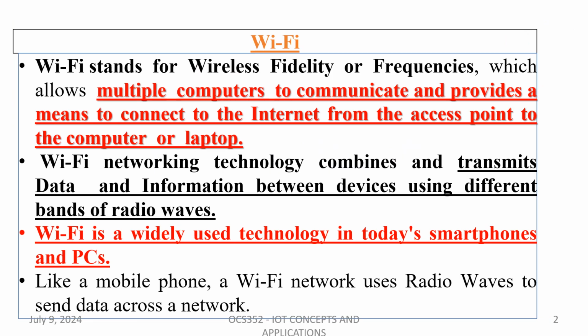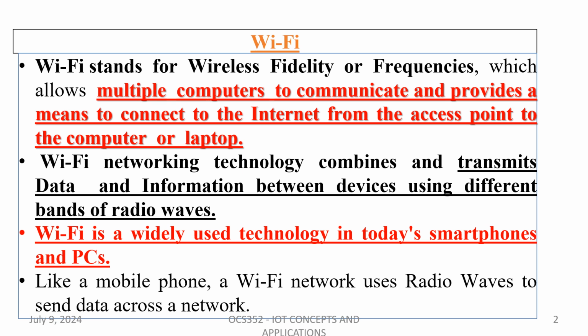Today, we're going to see some of the communication models available in the IoT. First one is Wi-Fi. Wi-Fi stands for wireless fidelity or frequency, which allows multiple computers to communicate and provides a means to connect to the internet from an access point to a computer or laptop.